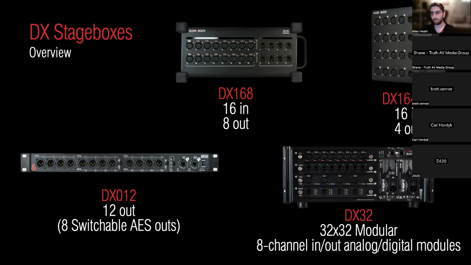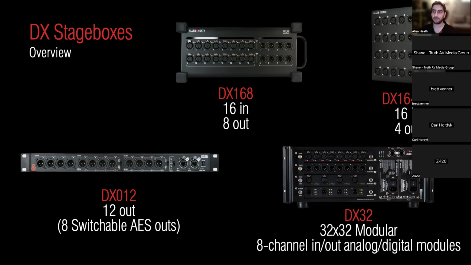DX164W, it's 16 in, 4 out, and that's meant to be mounted flush with a wall or in a floor pocket on stage, so meant for more installations. DX012, that's only 12 outputs. The first 4 XLR outputs you see are just standard analog XLR outs, and then the other 8 have switches on them. Each group of 4, you can switch to be stereo AES outputs instead of analog mono outputs. So that's a really neat option if you're looking for adding additional outputs.